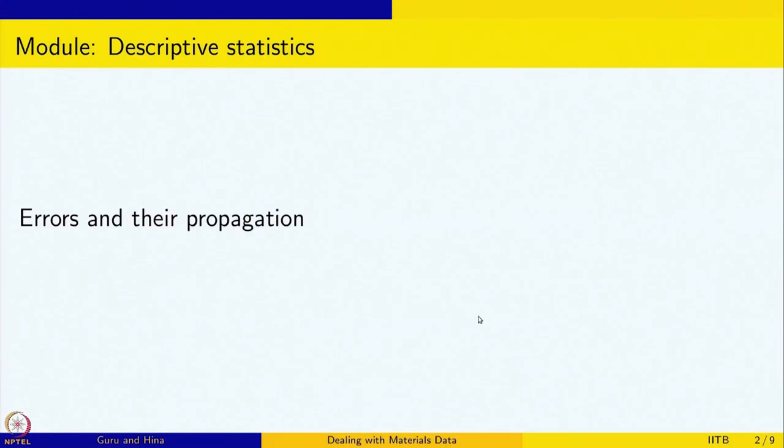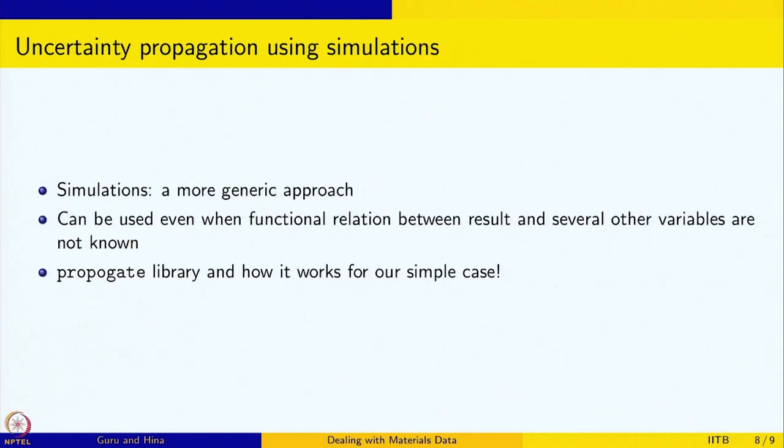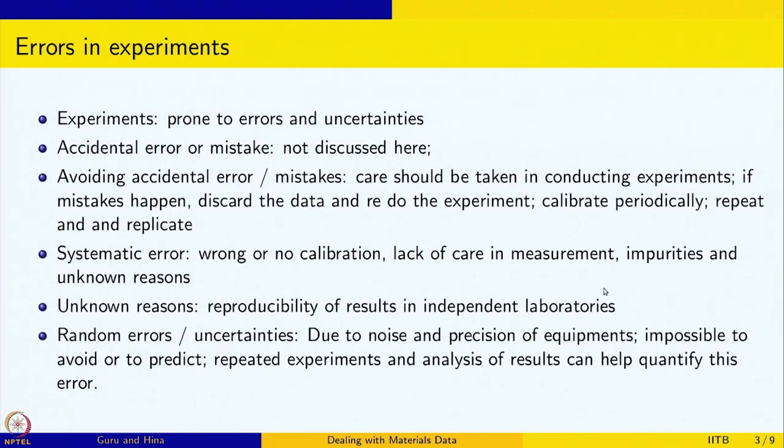How do we understand the error propagation? So this is about errors and their propagation. The first question is, why are there errors in experiments? Typically you will find that any experiment that you do is prone to errors and uncertainties. And the errors are of different types. First one is accidental error or a mistake. And that is not discussed in detail in this course at all, because they can be avoided.